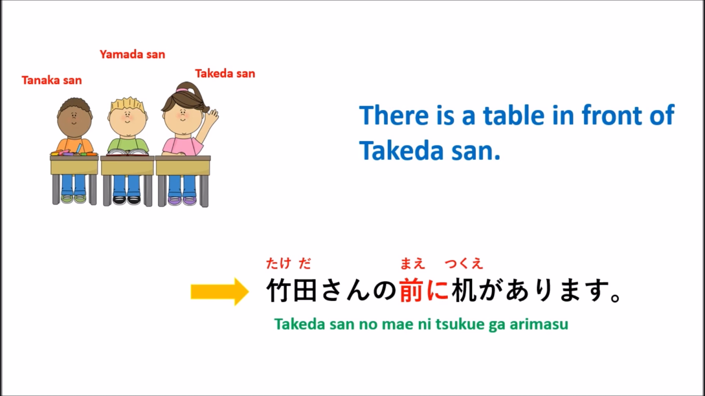And then at the same time, if you want to say there is a table in front of Yamada-san, you can say Yamada-san no mae ni tsukue ga arimasu. So it's very simple.